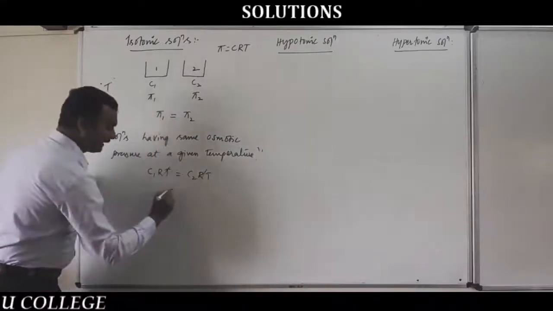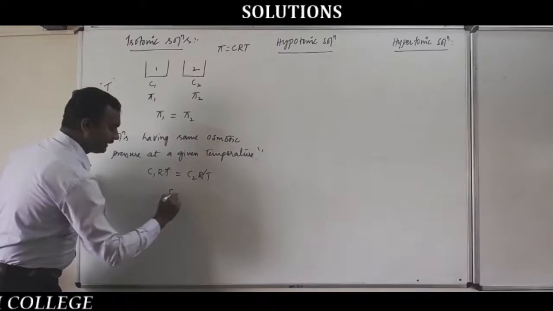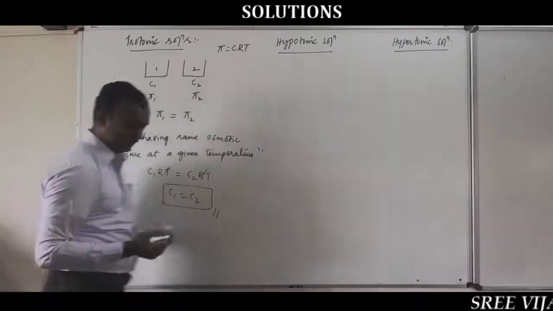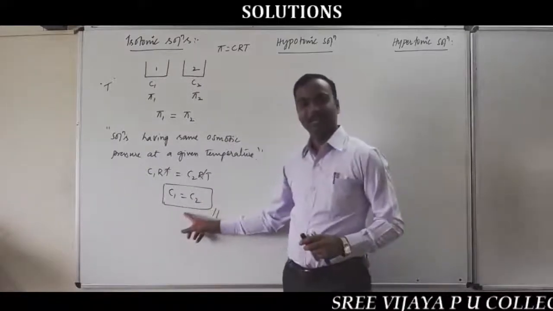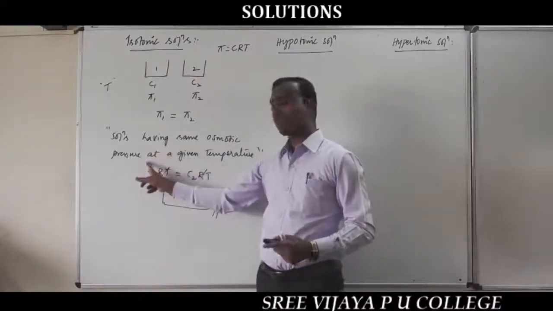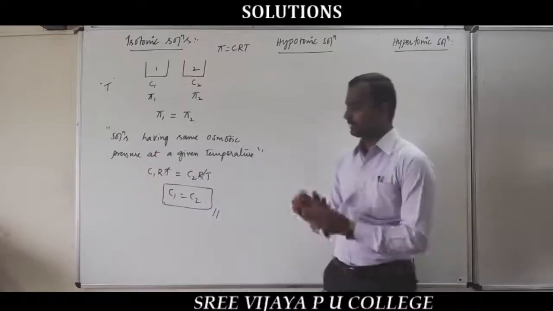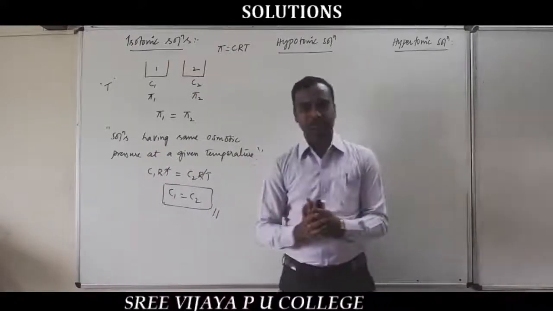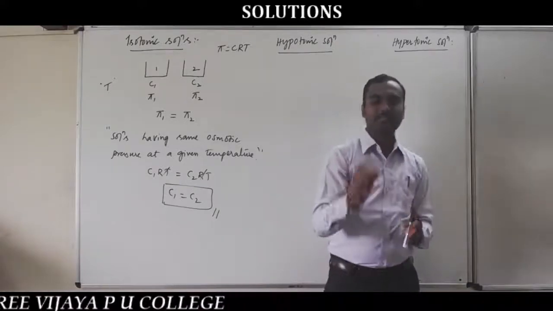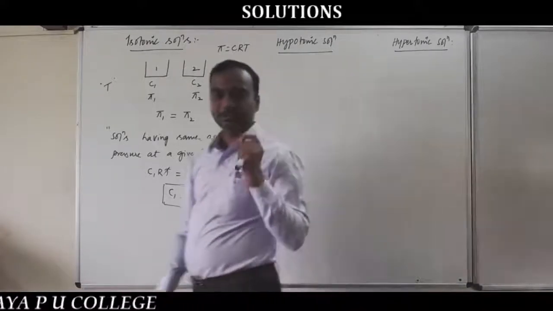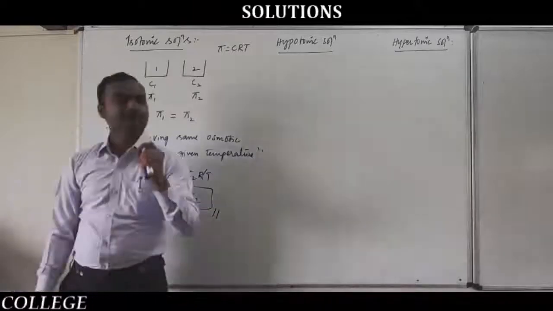RT gets cancelled. Again, C1 is equal to C2. That's a very important concept again. Isotonic solutions have the same concentrations, and at the same time isotonic solutions have the same osmotic pressure. So what is the result? The conclusion we can give is that if two solutions have the same concentration, then 100% their osmotic pressure will be the same. This is a very important concept.